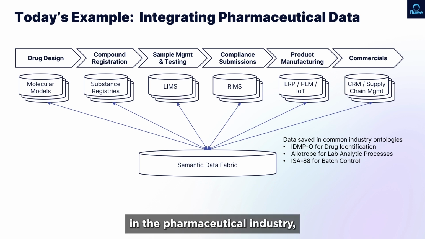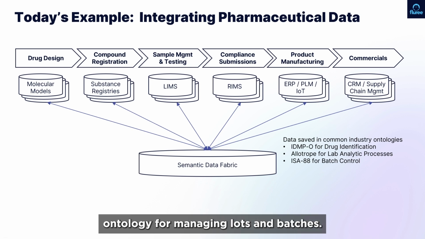So let's say in the pharmaceutical industry, there are quite a few different industry ontologies. There's IDMPO for drug identification, so that's the Identification of Medicinal Products Ontology. There's a different ontology just for describing the results of lab analytic processes, so maybe the data in your sample management and testing could be described using something like Allotrope. When you get into the product manufacturing side, there's another ontology that just focuses on batches and batch control. And so a lot of your ERP data could be more easily described if you use a common business ontology for managing lots and batches.